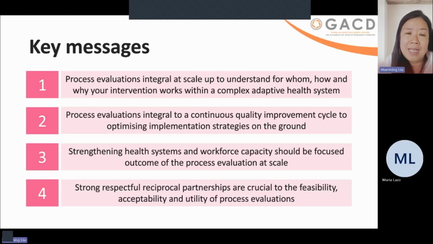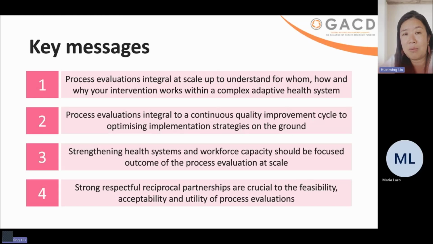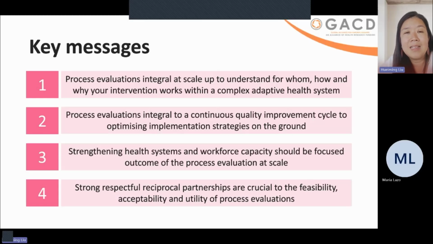And the last one is that strong, respectful, reciprocal partnerships are really crucial to the feasibility, acceptability, and utility of the process evaluations. So Maria and I thank you for your attention, and we hope that all that we've shared will be helpful to your work moving forward and how you serve your community.